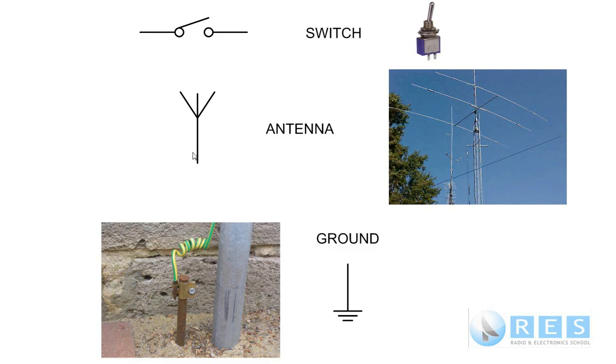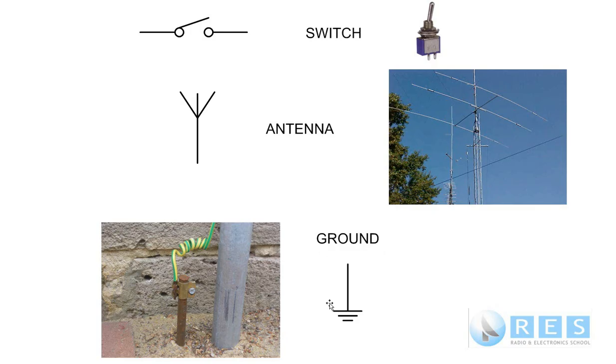Antenna, there is only one symbol for all antennas. In this photo we've got a three-element Yagi antenna. We've got a vertical antenna here, a Yagi antenna there. That looks like a TV antenna to me. The symbol for all of those antennas is this antenna symbol.